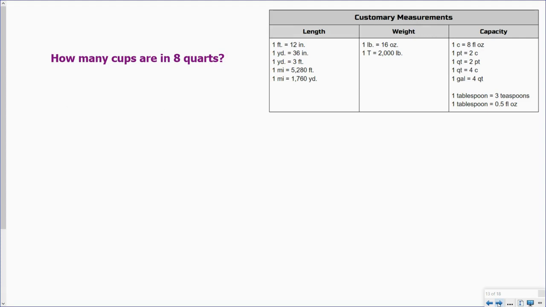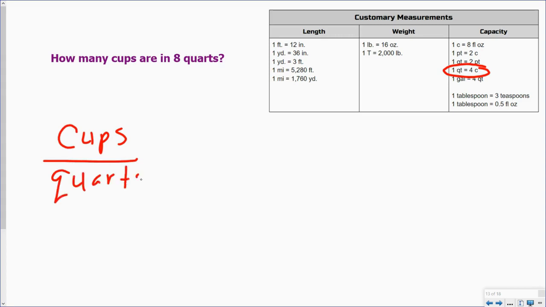Well, first of all, when I look up here, here are my cups and quarts. So 4 cups equals 1 quart, or 1 quart equals 4 cups. As I set this up, I'm going to have my cups to quarts, and that would then equal 4 cups to 1 quart, and I have 8 quarts. So I want to know how many cups there are.